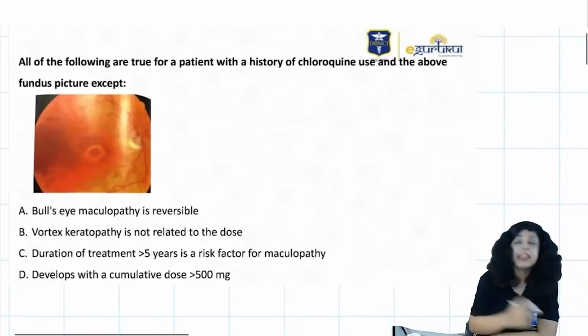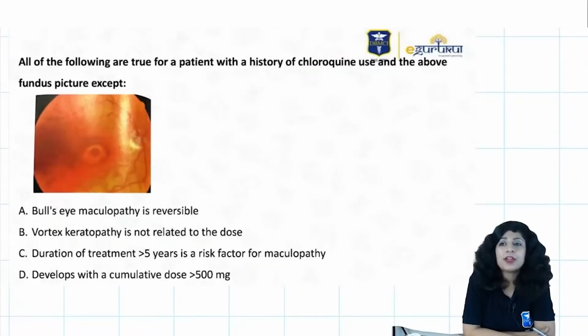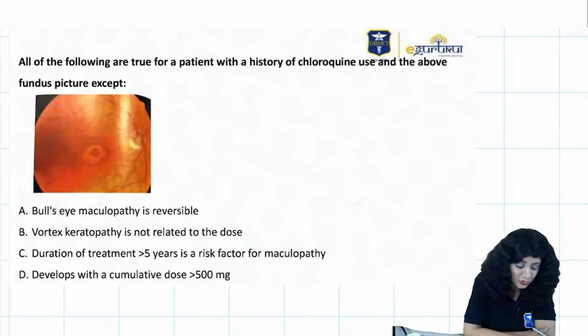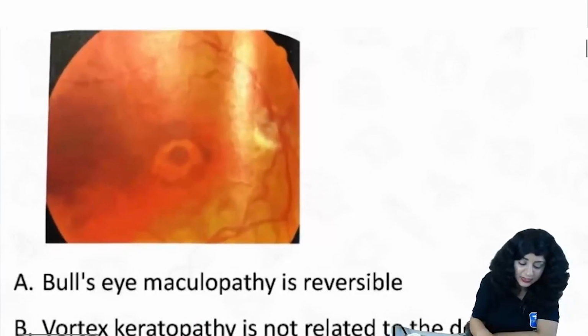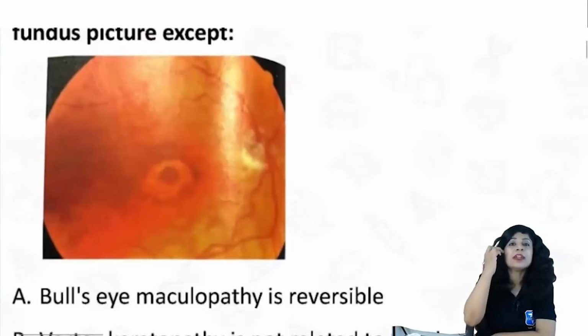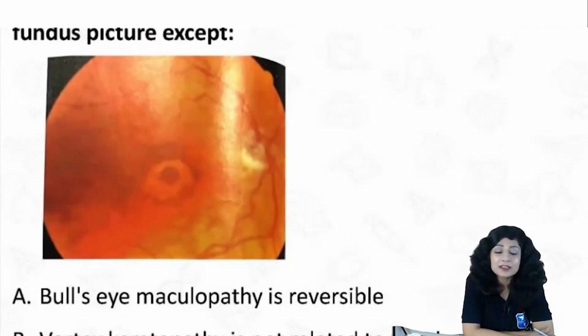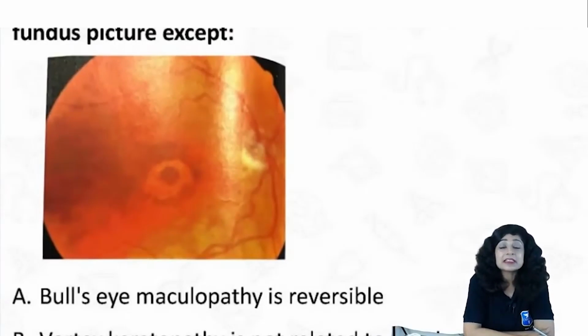So now again an important question, because I know fundus images are important. So we will try to incorporate different kinds of fundus images there. All of the following are true for a patient who has been using chloroquine and the above fundus picture. So what is this fundus picture here? What is fundus? Some people also ask me what is fundus. So fundus is actually the view of the retina which you are looking at through the ophthalmoscope.